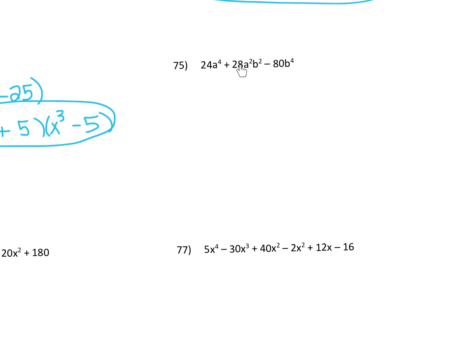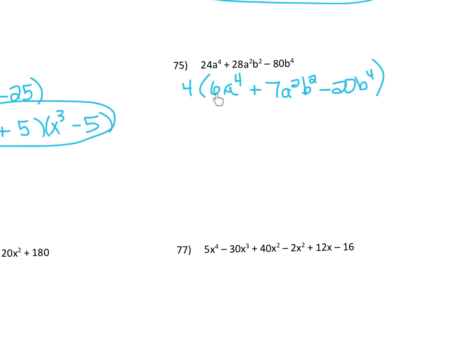But if you look at the numbers, we could pull out a 4. We can't pull out any variables, because this term doesn't have any b's and this term doesn't have any a's. So I'm going to pull out a 4. And when I do, I'm going to put in one big parenthesis what I'm left with after I basically divide each of these terms by 4.